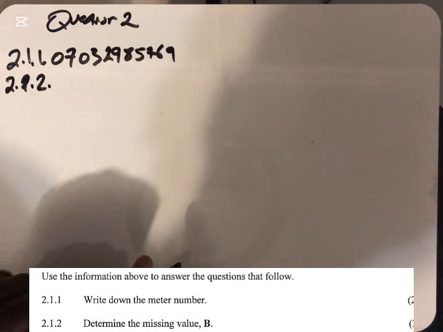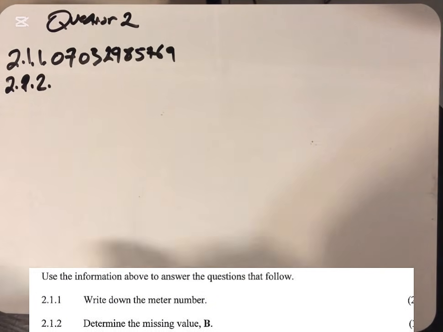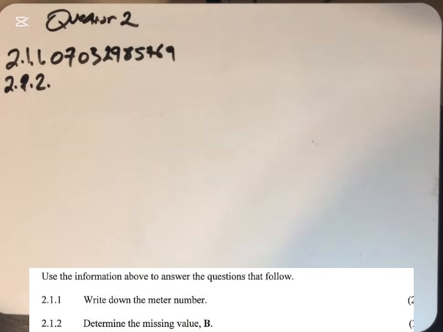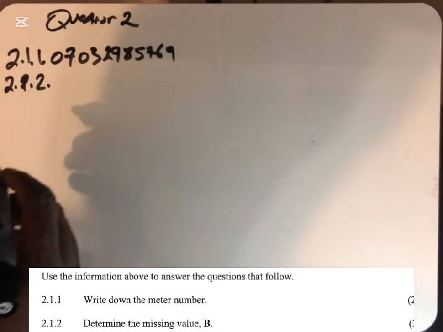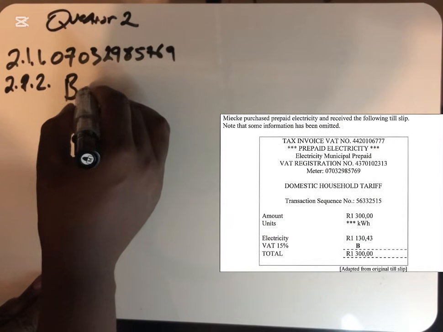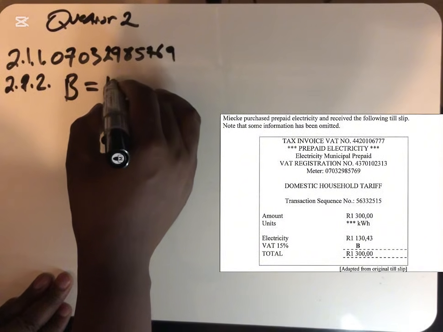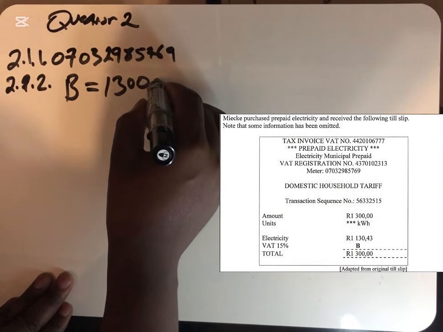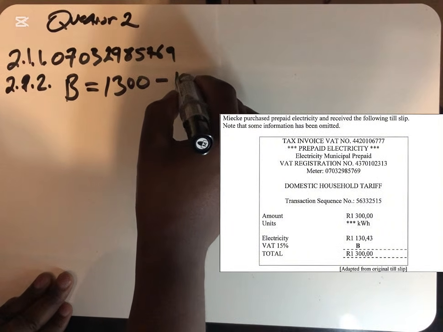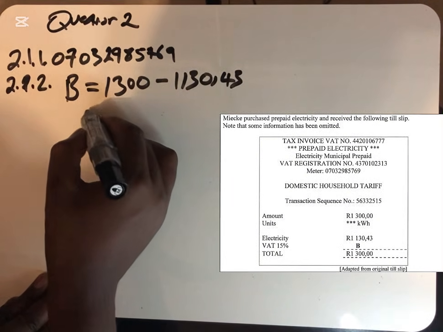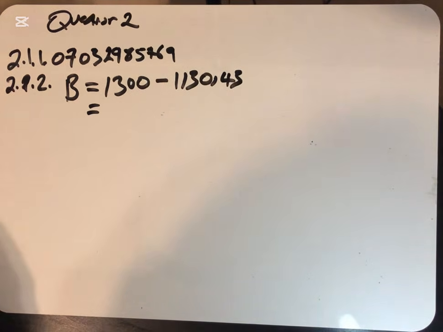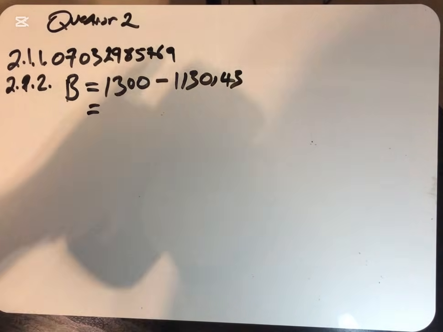2.1.2, it says determine the missing value B. So we can see that B is just the difference. B is the difference between 1,300 minus 1,130.43 cents. We can just find the difference between the two. It will give us the value of B.